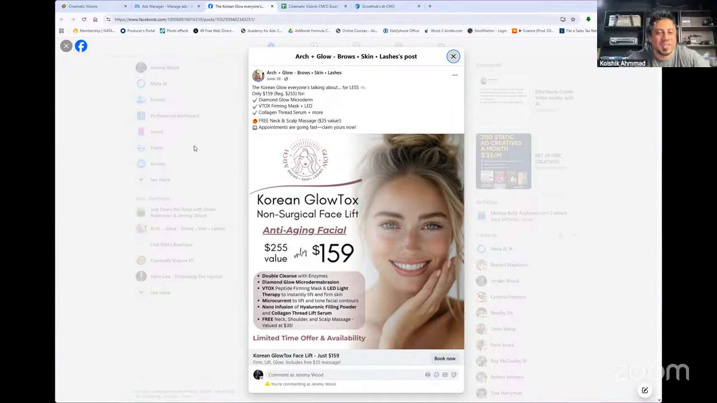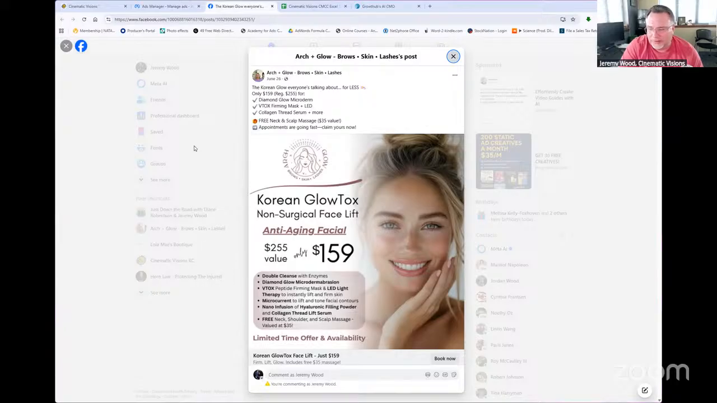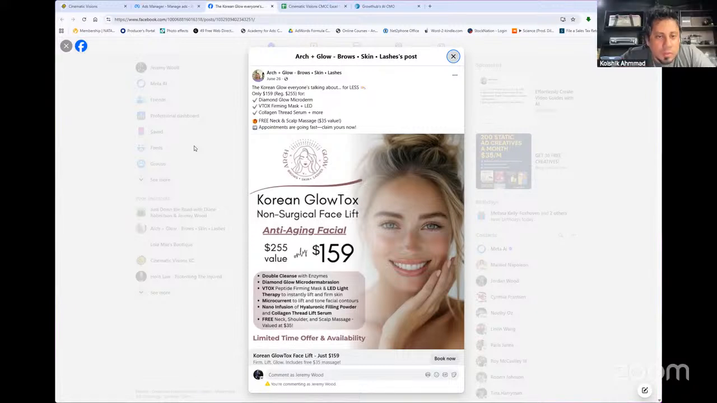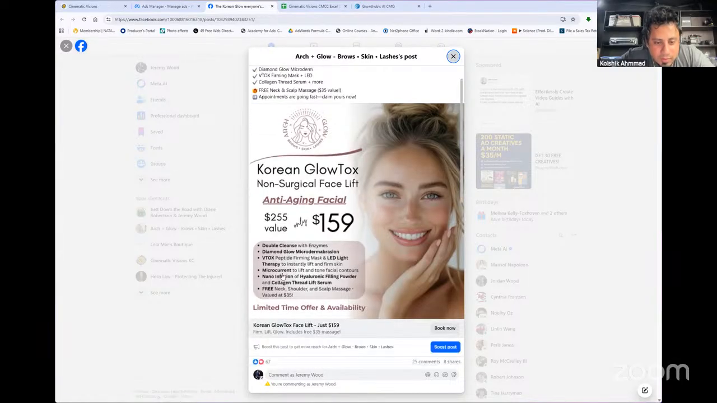So what are you trying to convey in this ad? Who are you trying to go after? I don't know, this was her big thing. She loved this. So she's fairly new in Vancouver, Washington, and she's just going after people probably 25 to 55 years old, trying to look a little bit better, look a little younger. Okay. So Korean Glow, everyone's talking about for less, only whatever. Diamond Glow, microderm. So it's a microderm, it's a mask, it's a collagen. So you're just throwing a ton of stuff in there. That's what it sounds like, just a bunch of stuff.